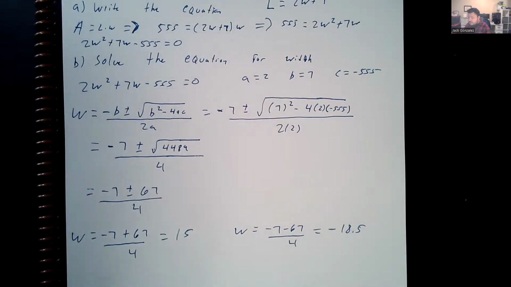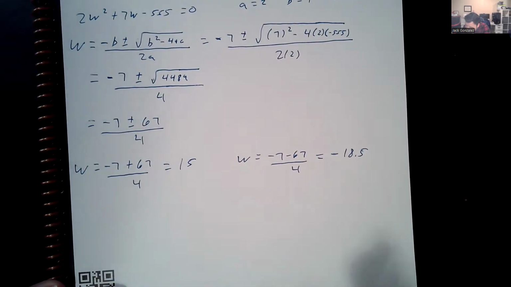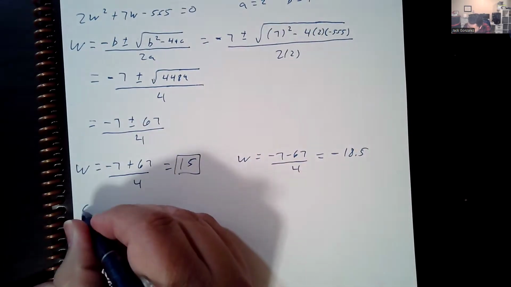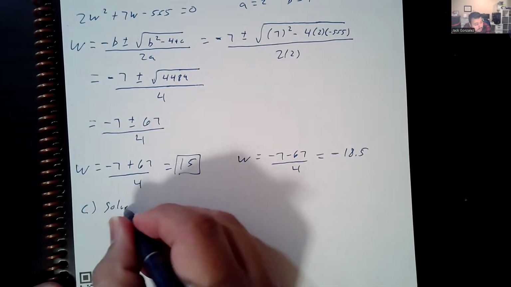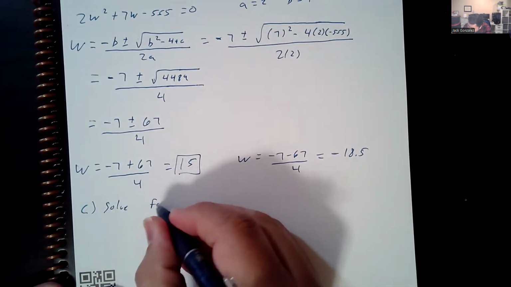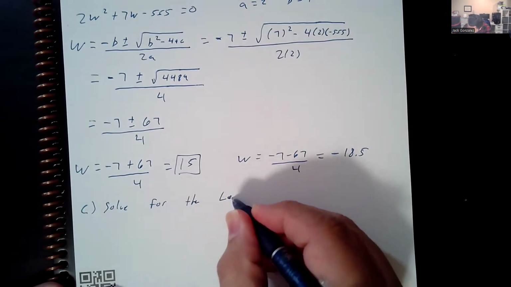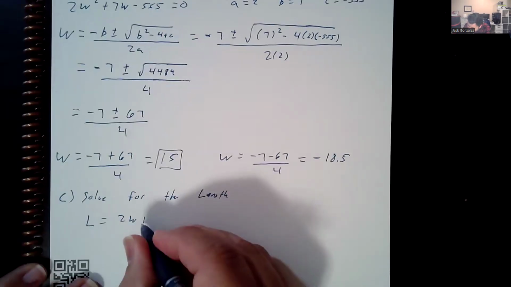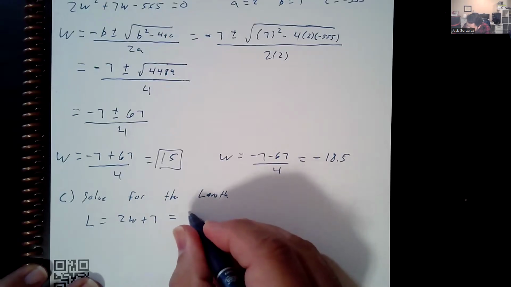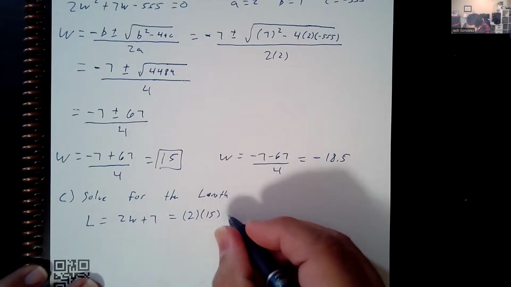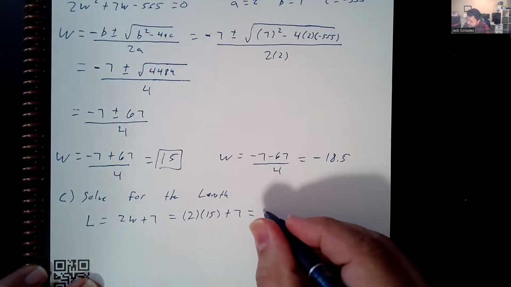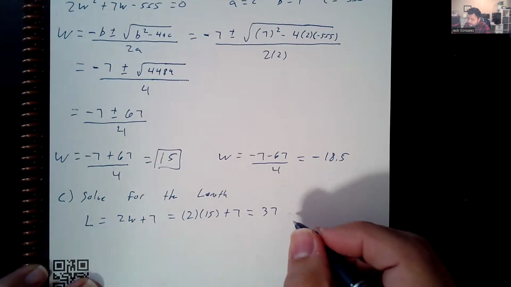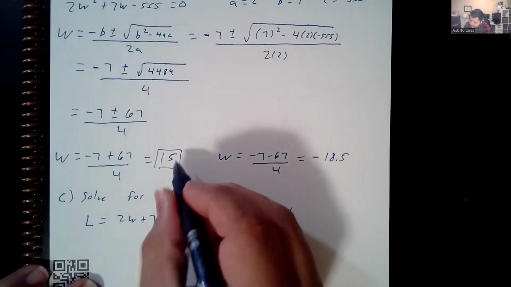Now we're going to take the positive, obviously. The negative doesn't make sense. So we solved part B. This is what they want. Part C says solve for the length. The length was 2 times the width plus 7, which is equal to 2 times 15 plus 7, which is 37. Now everything is in yards.